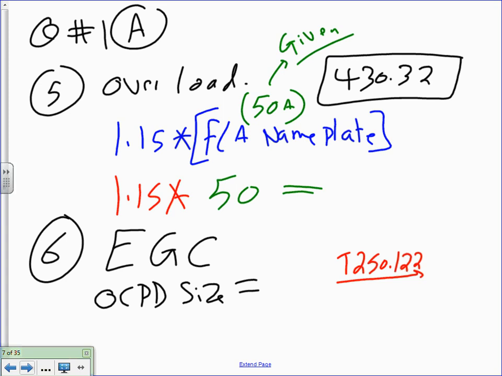So what's the answer? It was 57.5. Two gentlemen will never agree on the wrong answer.